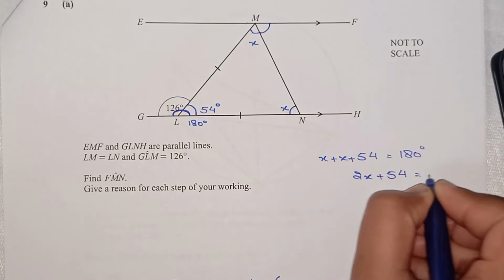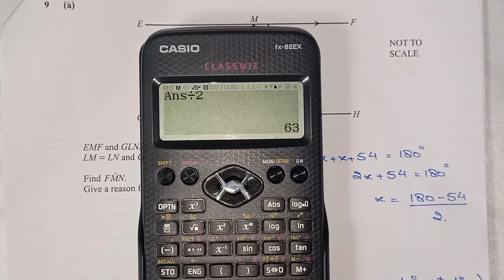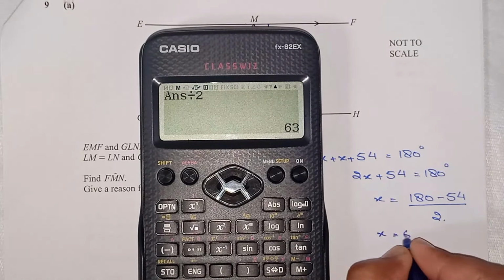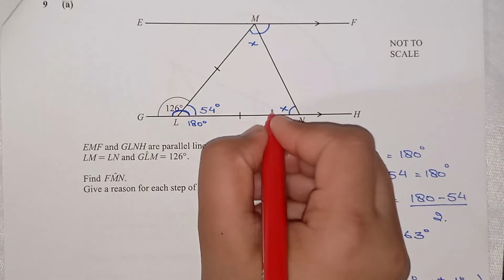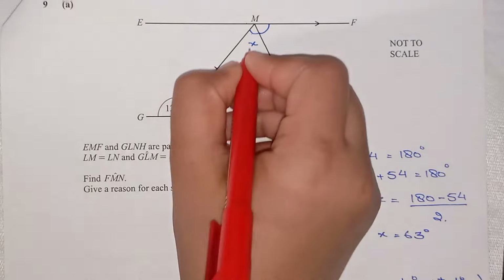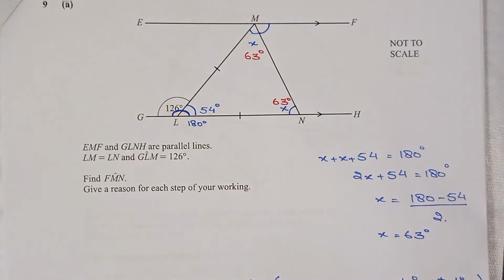We will get the value for X. So 180 subtract 54, divided by 2, would be 63. So that angle is 63 degrees. So this is 63 and this is also 63, right? And let me write down in the statement that this angle would be 63 degrees.